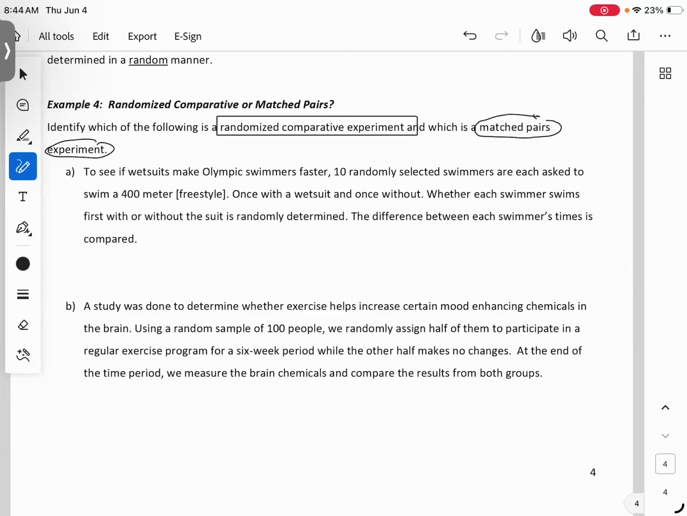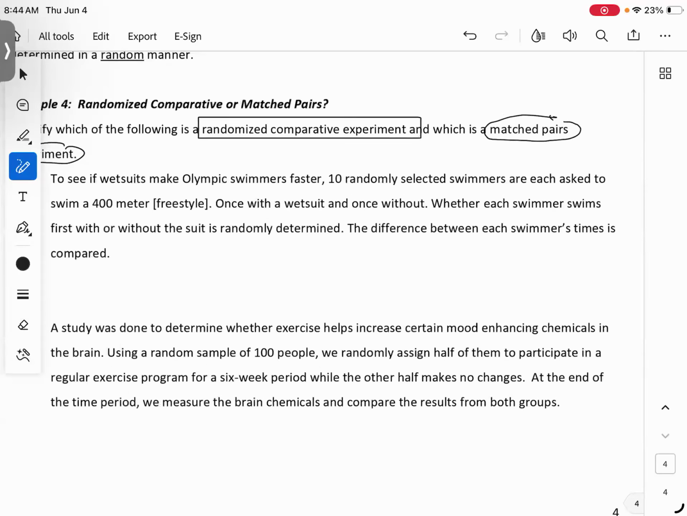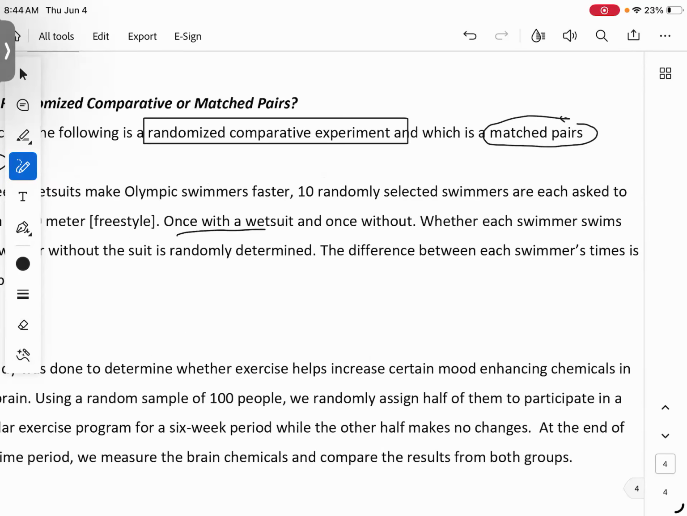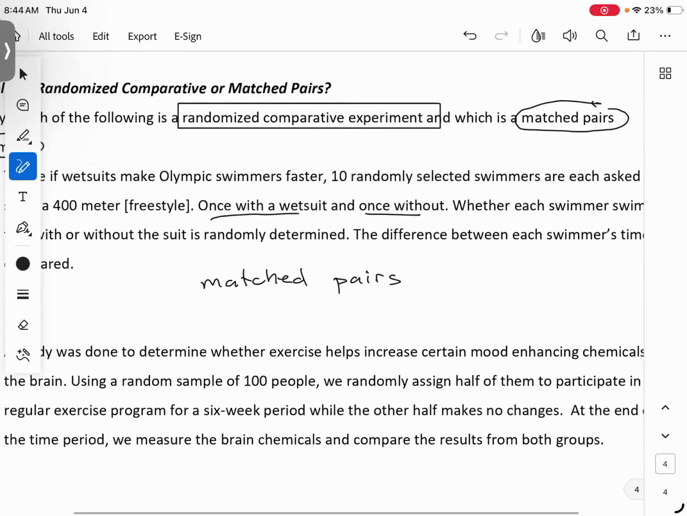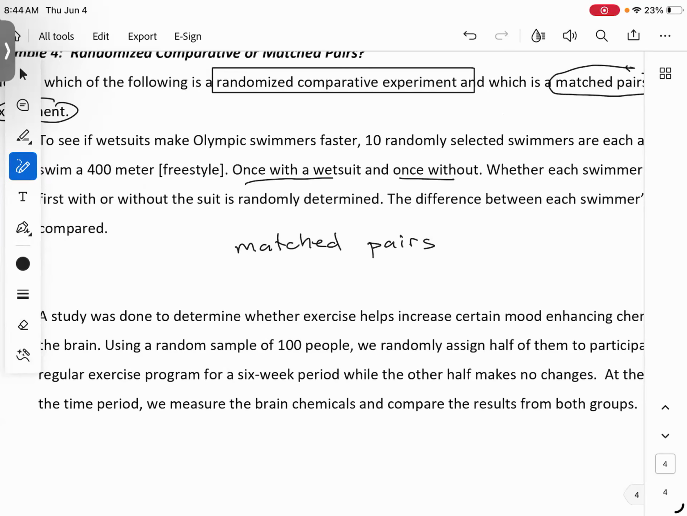All right, so this would have been the first one. Everybody went once with the wetsuit and once without. And they would have randomly decided who went first with the wetsuit and who went without it first. So some would have done it with first and then without second, and some would have gone without first and then with it second. This is the matched pairs because everybody at some point got the treatment. It's still an experiment, a matched pairs experiment, and because of the randomness, it could be used to claim cause and effect, stronger conclusions.